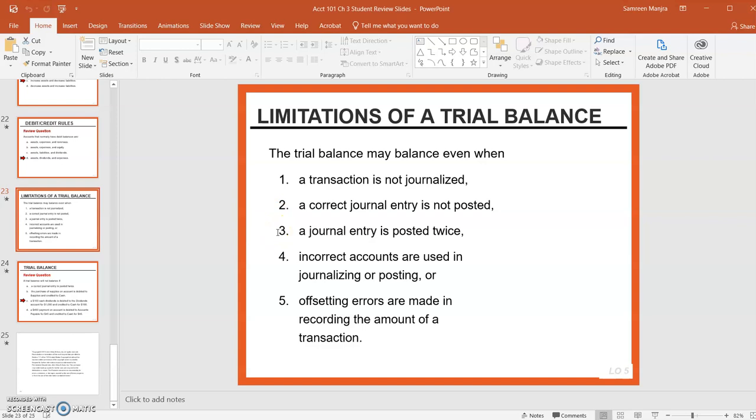Also, if you have incorrect accounts, so if you recorded a journal entry or you posted it to a different expense account than what it's related to, it's not going to find that error. And also, sometimes you might have some offsetting errors where you have too much in one, but then it balances out with too much in another account. And if they're the same dollar amount, you wouldn't be able to uncover that error using the trial balance.